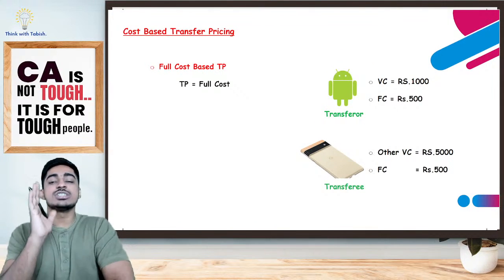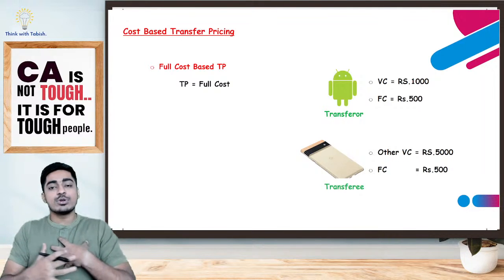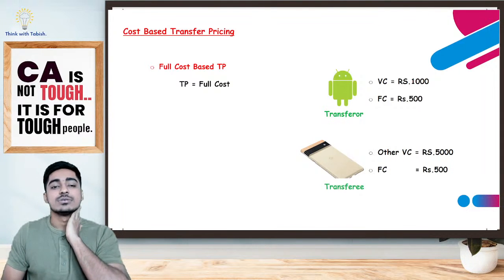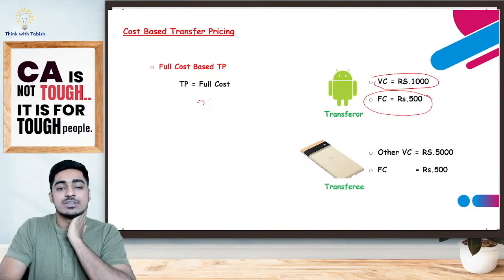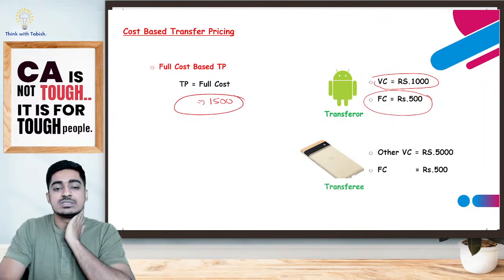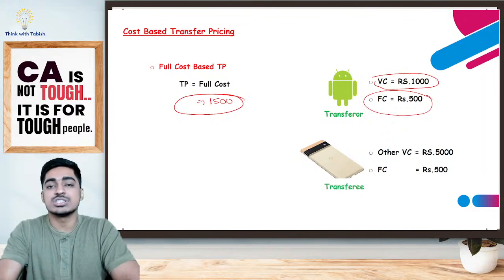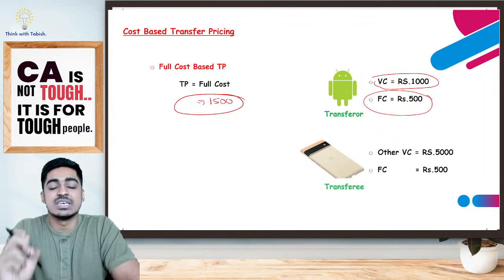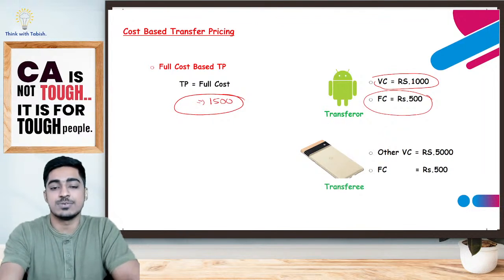Now, full cost based transfer price. What are we saying in full cost? The transferor is saying, whatever is my full cost, at that cost I will transfer. So what is the full cost here? My variable cost is 1000, my fixed cost is 500. So I will transfer the goods at 1500. So here goods are transferred at the full cost, that is variable cost plus fixed cost. However, if there are any selling and distribution expenses which are not incurred for internal transfer, they may be ignored. Simple, that is full cost based.